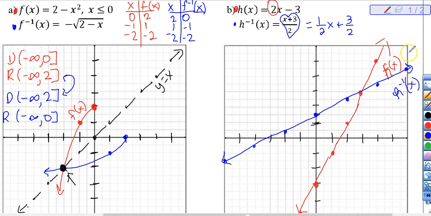And their domains and ranges are unrestricted, right? Because they're lines, left to right forever, up and down forever. So I don't even need you to find the domains and ranges of these. Okay, let's put in our line of symmetry.